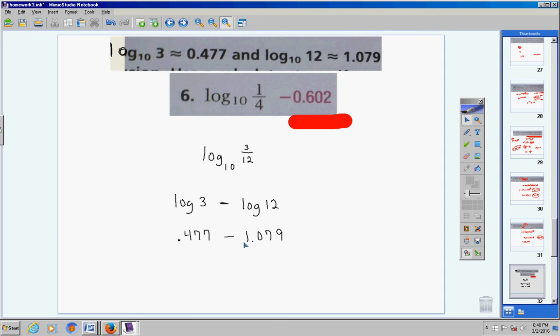But what we did, we realized the only information I had was of logarithm 3 and logarithm 12. So I rewrote my 1/4 so that I had 3s and 12s in there and then broke it down, expanded it, and then got my answer. Let's try this one.